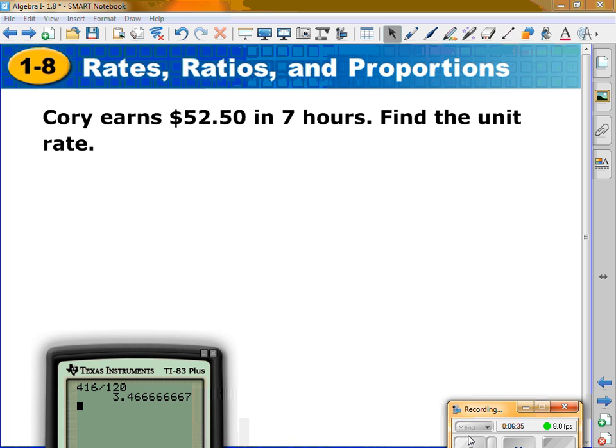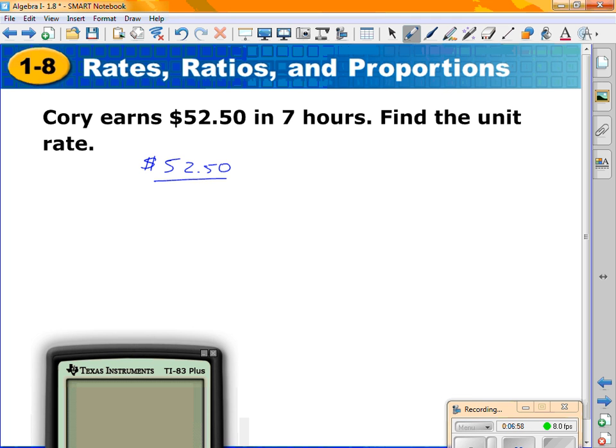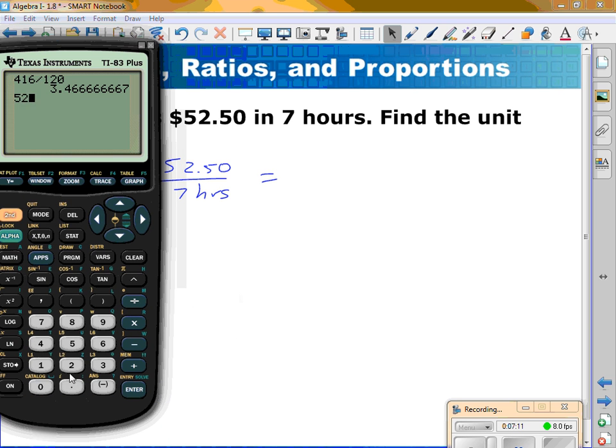Corey earns $52.50 in 7 hours. Find the unit rate. In other words, find out how much he makes per hour. On this one, how do I set it up to find out how much you get paid per hour? $52.50 divided by 7 hours. I need you to write down the labels. I am going to be picky about if you put the labels or not. So I'm going to take $52.50 divided by 7.